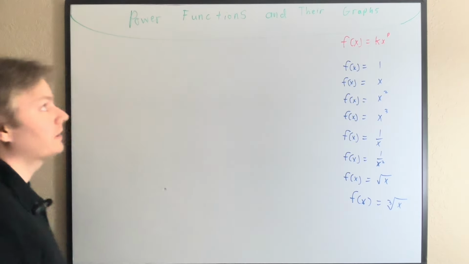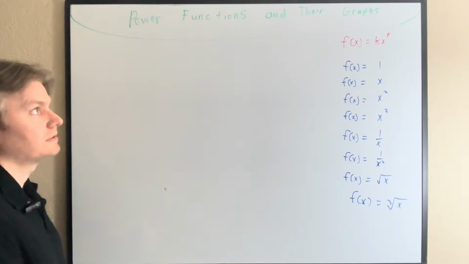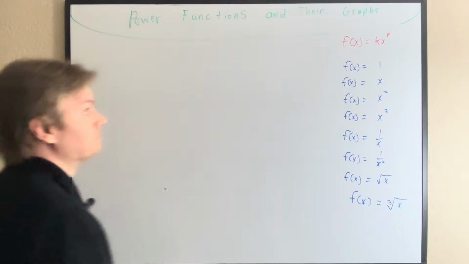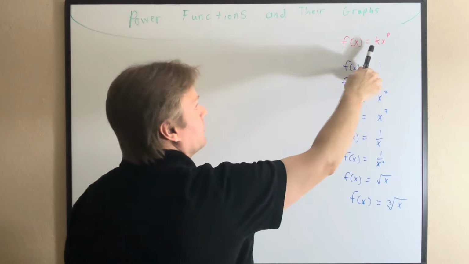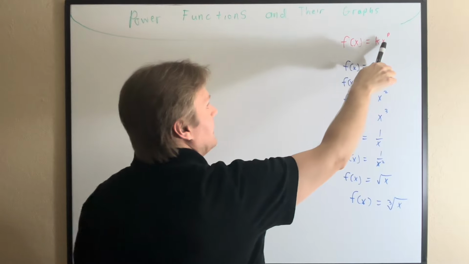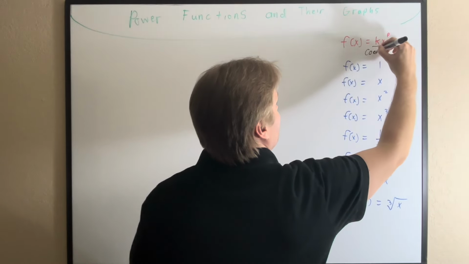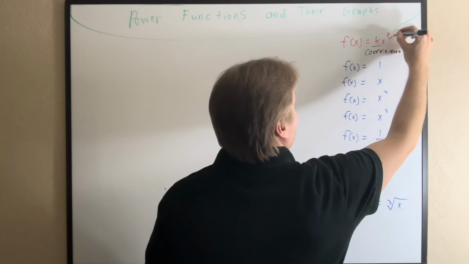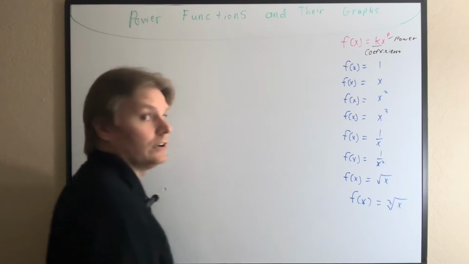In this video, I'm going to be doing a quick review of power functions and their graphs and what they look like when they're graphed. A power function we define in the standard form as f of x equals kx to the power of p. K is our coefficient, right? And p stands for power, the power that we're raising the variable to, right?